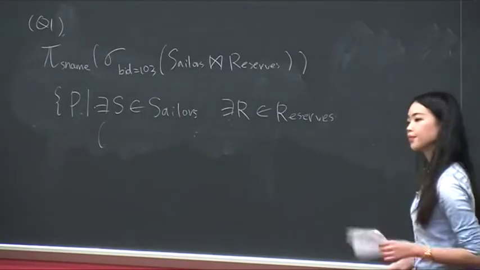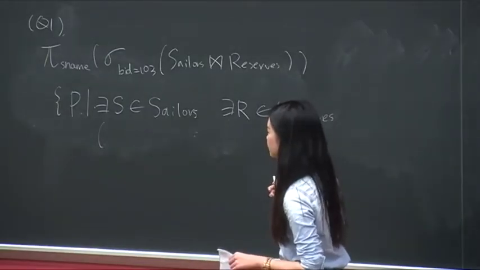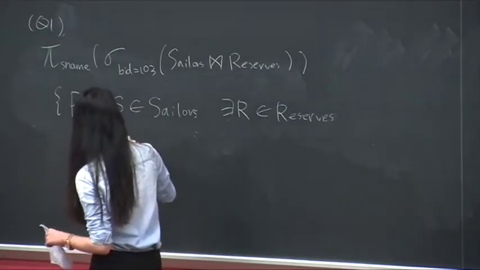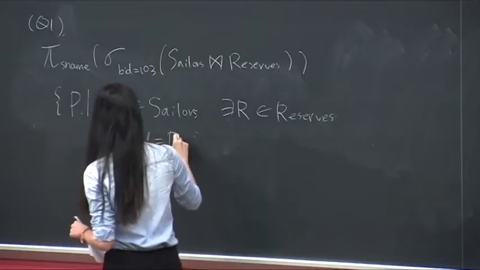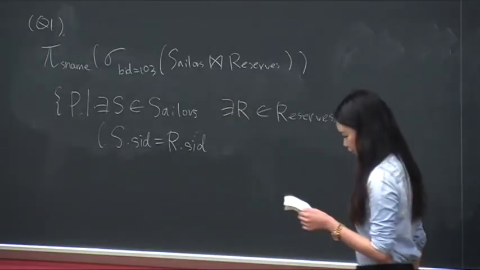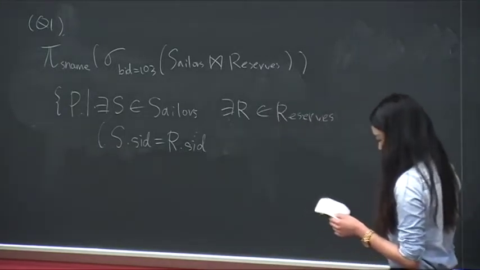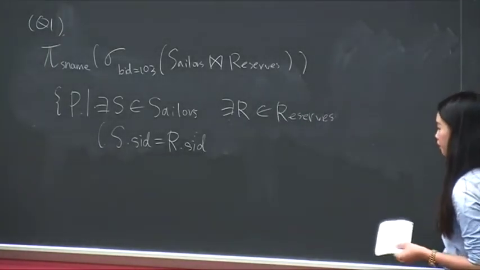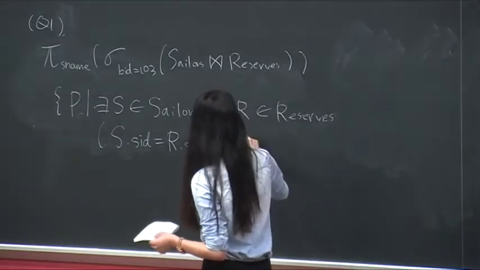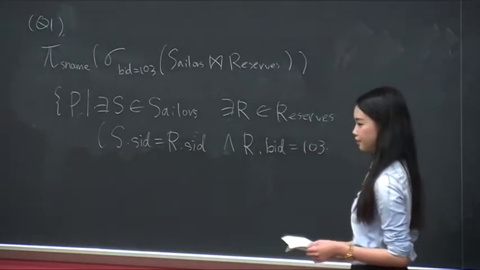Join. Yeah, we can start from there as well. So let's say, because we join them, the SID will be the same as the one in R. Okay, so that's the first part where we take care of the join. What's the next thing you will want to do? R.BID equal to 103. Correct?